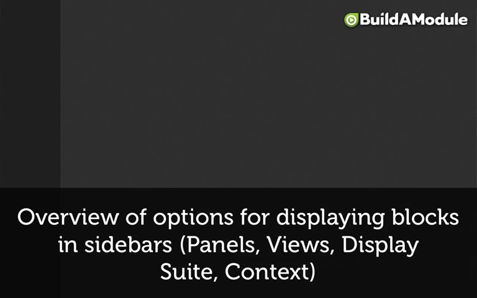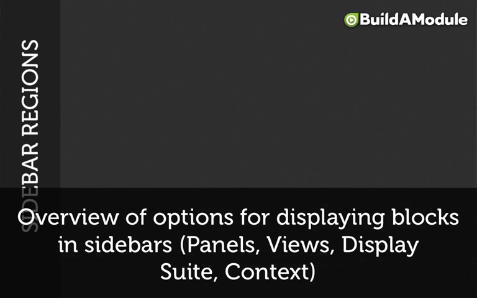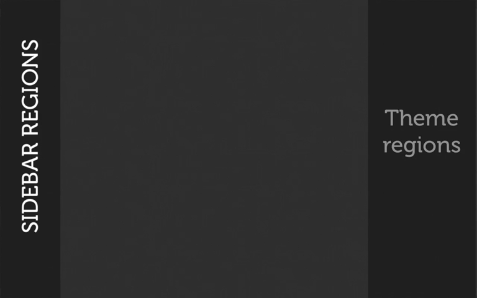Let's talk briefly about how we've been dealing with sidebar regions so far. We've taken two different approaches. The first has been using the theme sidebar regions. These are the ones that are visible to us when we go to the block's configuration page and include sidebar first, sidebar second, and so on. Both Display Suite and Views have allowed us to display related content in those sidebar regions.